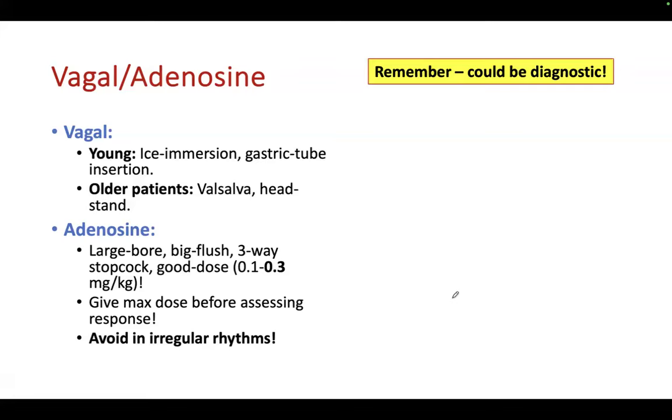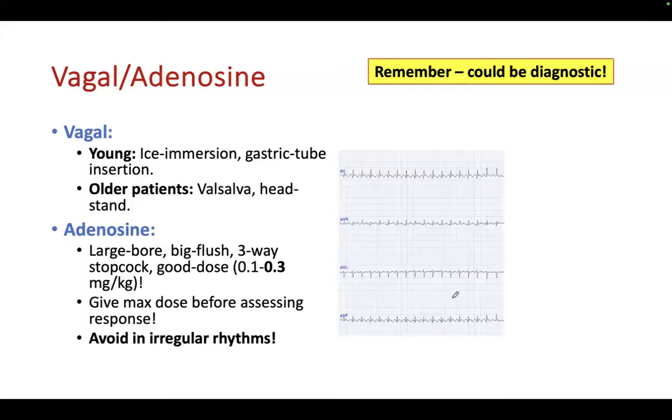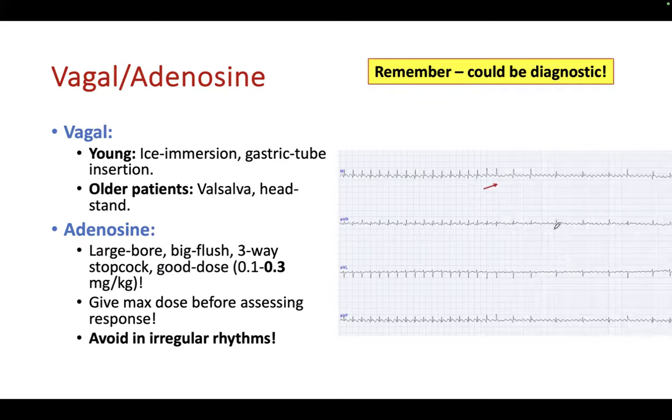So remember, with vagal maneuvers or adenosine, it could be diagnostic. For example, this patient is having tachycardia. You give adenosine, and what do you guys see post adenosine? Like a flutter wave, right? So with adenosine, you unmask the flutter waves.